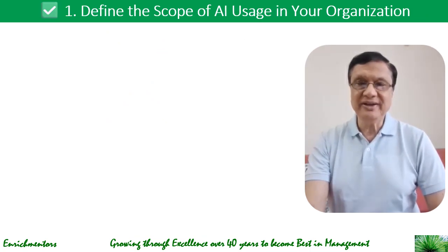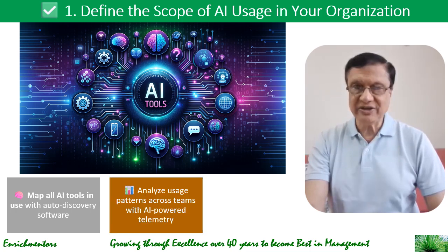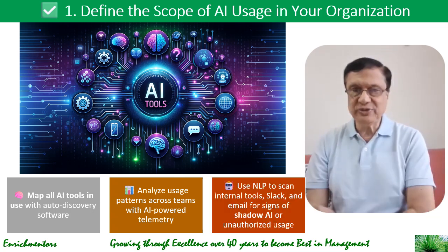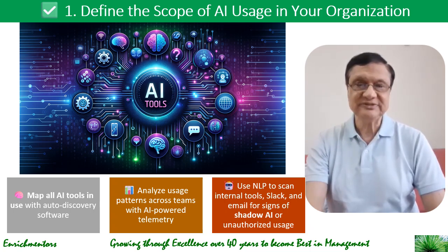So, first thing would be to define the scope of the AI usage in the organization. And for that, what you need to do is to use AI tools to map all AI tools in use with auto discovery software like Microsoft Purview, Collibra. Analyze the usage patterns across teams with AI powered telemetry like M365 usage analytics, Power BI, and use NLP to scan internal tools, Slack, and emails for signs of shadow AI or unauthorized usage. So that's what you need to do in defining the scope of AI usage for your organization.